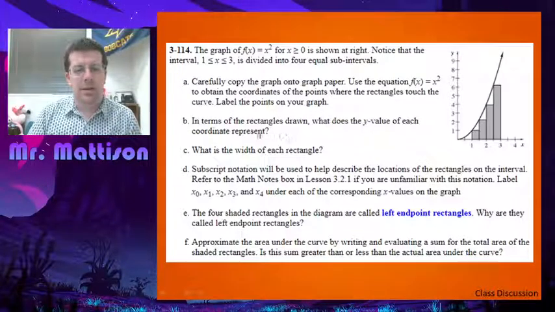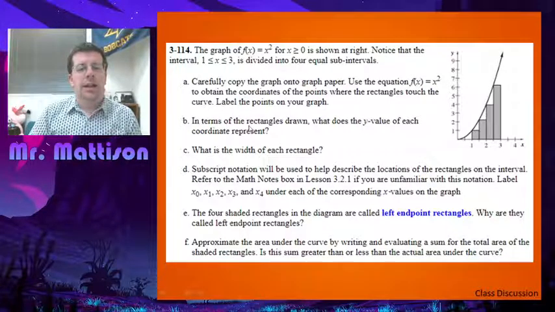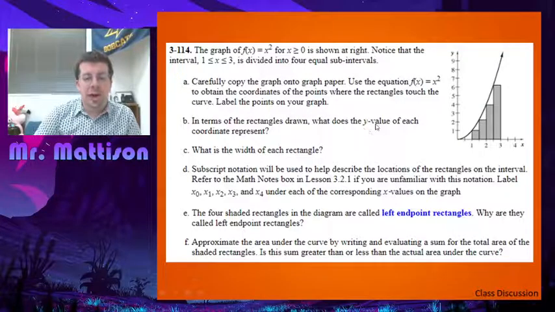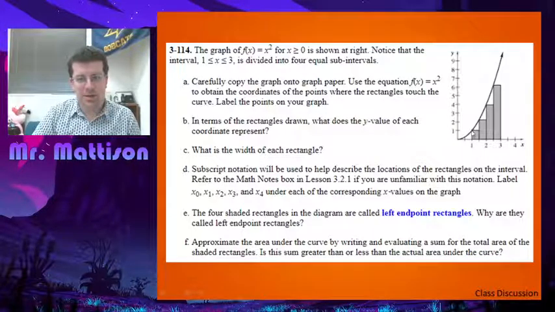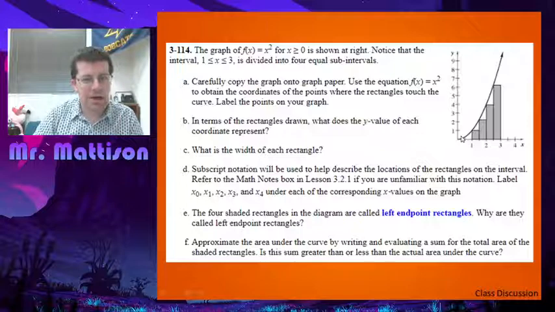And so then let's talk about what some of these things mean. In terms of the rectangle drawn, what does the y value of each coordinate represent? So either coordinate here, here, here, and here. Those four are important coordinates for us. The y values are just going to be the heights of the rectangles, because in terms of the rectangle, that's just the height of it, right? And then what's the width of the rectangle? Well, for each one of these, it's the same. It's 0.5. I have a width of 0.5, and then my y value, or my height, is changing based off of the actual equation, my x to the second equation.